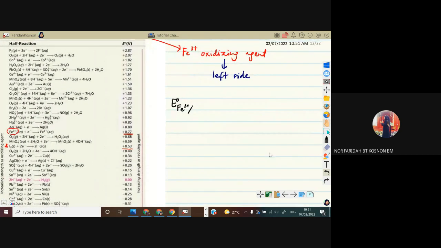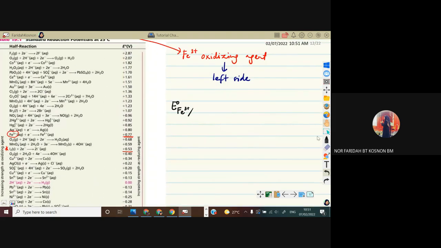Here, iron 3+ became iron 2+. So that's why I write it like this, because the equation involves the reduction of iron 3+ to iron 2+. We call it the standard reduction potential of iron 3+, which is positive 0.77 volt. Now, the standard reduction potential of iodine, I2 to I minus, because this is in the form of reduction.